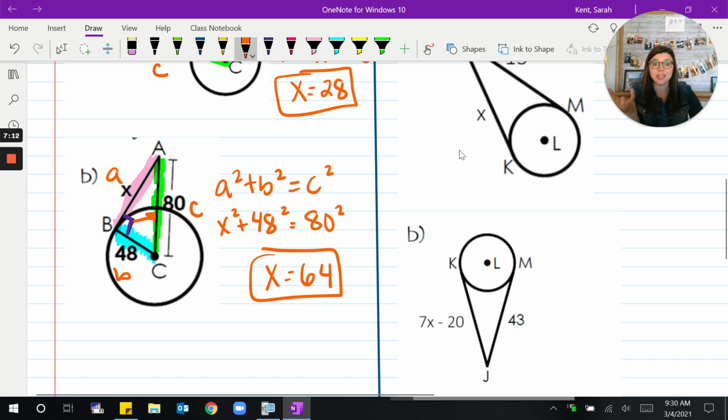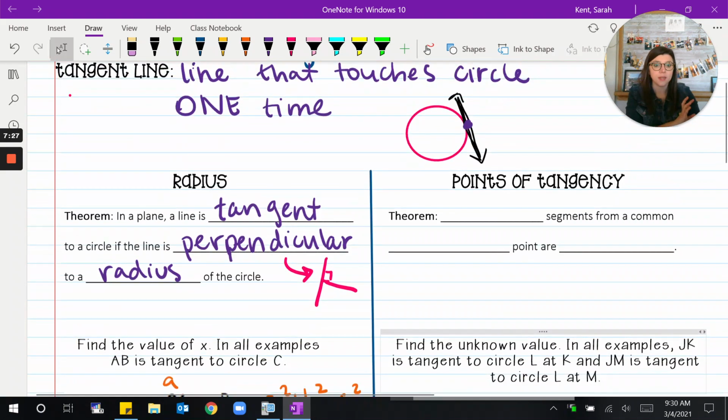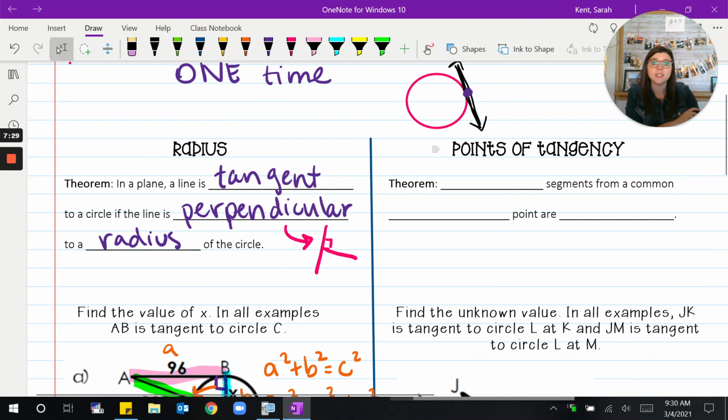So for Pythagorean theorem, to use this with circles, this works if we have a radius and a tangent line. But what we're going to look at next is if we have two tangent lines, no radius this time. So this is our points of tangency theorem. It's points with that S because this means that we will have two tangent lines, not just one.